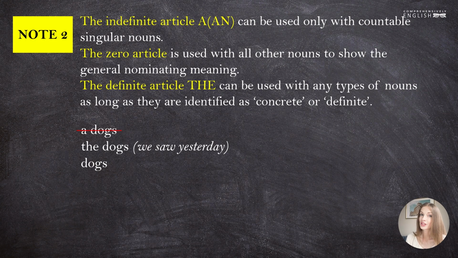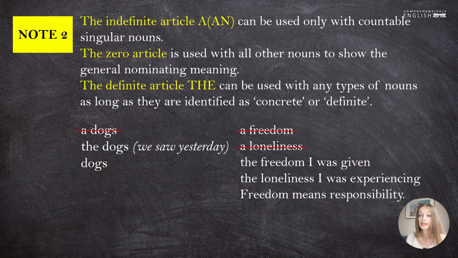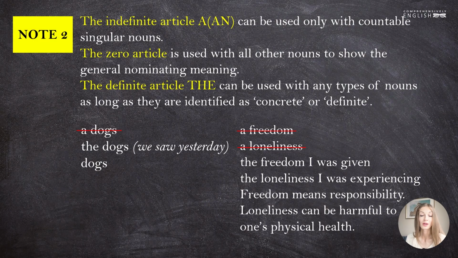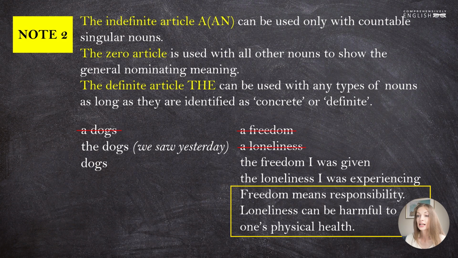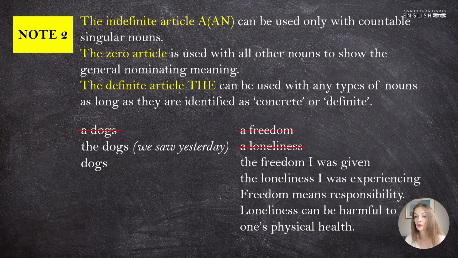I normally cannot say a freedom or a loneliness, but I can say the freedom I was given, the loneliness that I was experiencing, and so on. As well as freedom means responsibility, and loneliness can be harmful to one's physical health. In these last two examples, the nouns freedom and loneliness are used in their general sense, whereas in the first two cases we speak about particular freedom and particular loneliness that the speaker experienced in a definite moment of time, which enables us to use the definite article the.